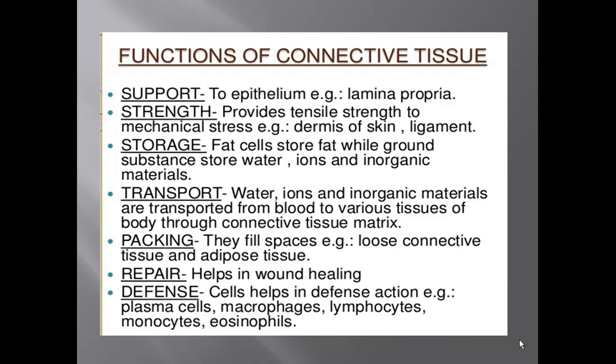And then we have storage. The storage function is either for depositing in the tissue as fat cells, which store droplets of oil, or as bone, which stores calcium and phosphate substances. And then we have transport. Transport, we know very well, is for the blood. It's a type of connective tissue.